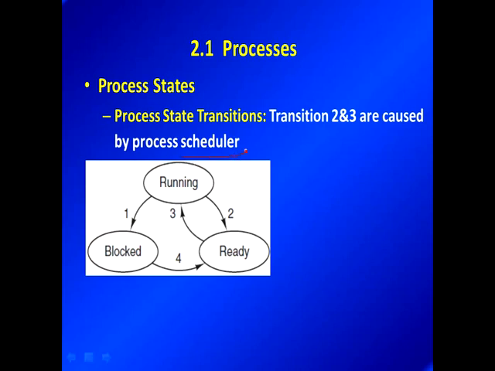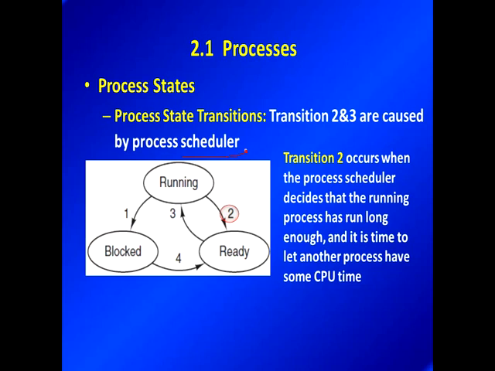As we said, the scheduler means some scheduling program that decides which process in the ready state can get the CPU as the next one to run its instructions. So transition two occurs when the process scheduler decides that the running process has run long enough and it's time to let another process have some CPU time. Obviously, transition two occurs when the scheduler decides to choose another process to replace the last process in the CPU.